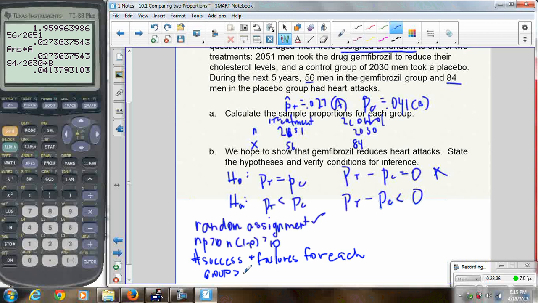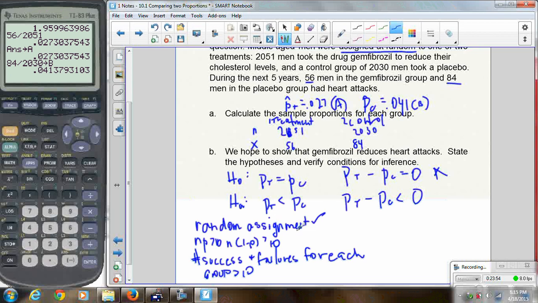are greater than 10. Because I can see, if I had 56 men out of 2,051, I know that almost 2,000 of the men didn't have a heart attack. And over 1,000 of the men in the placebo group didn't have a heart attack. So you can just write it out in this case. The number of successes and failures for each group is greater than 10.